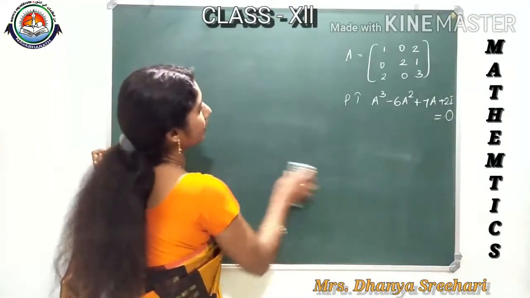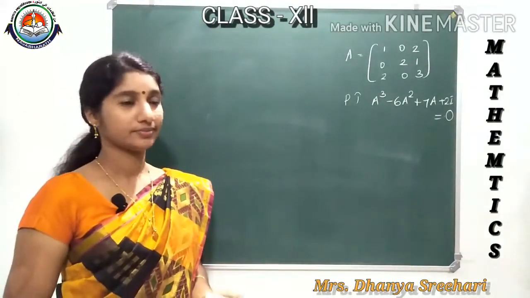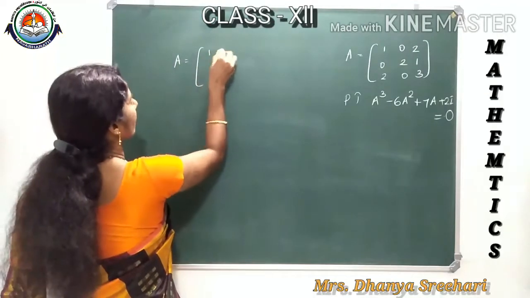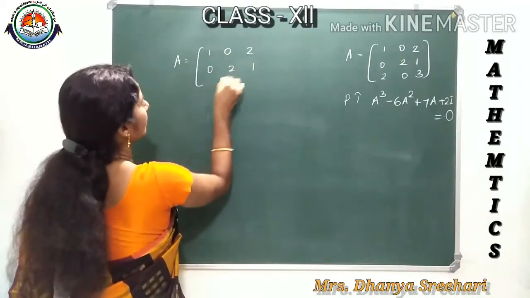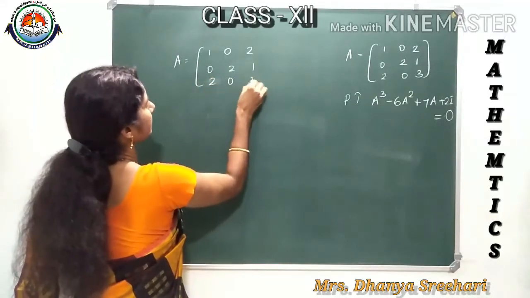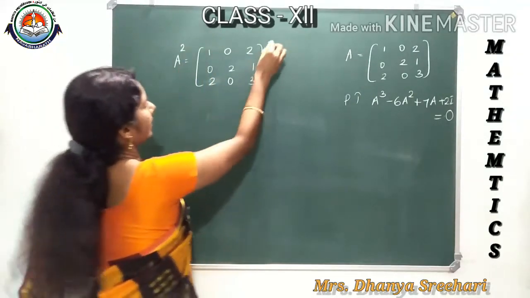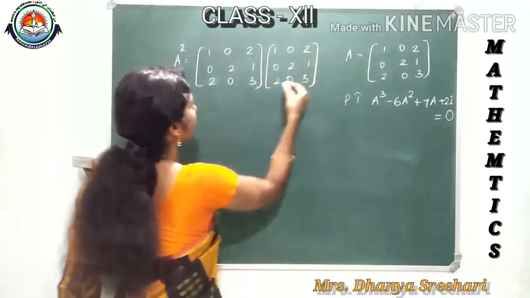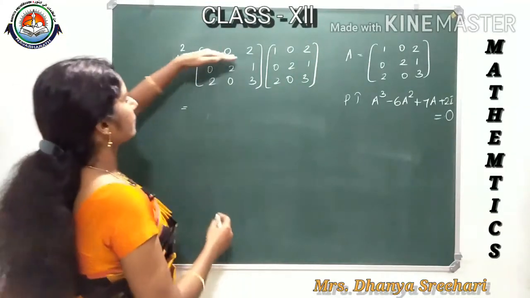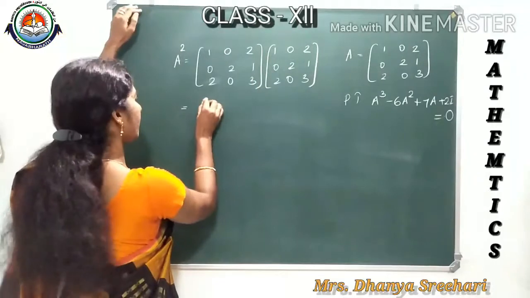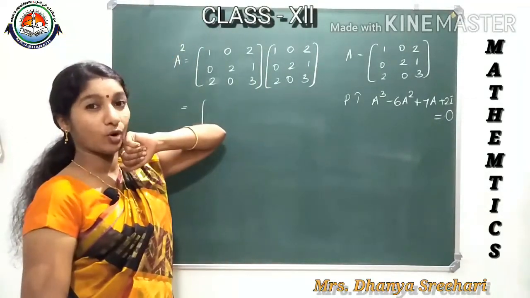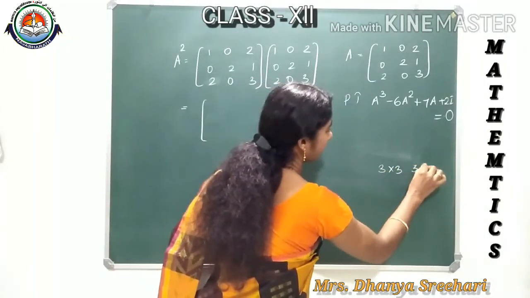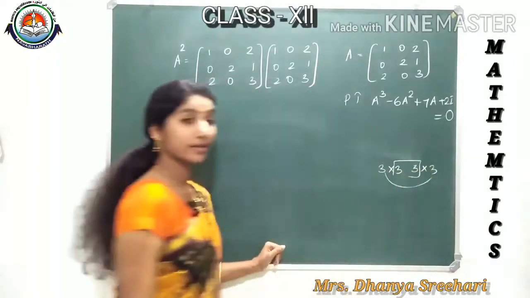We need to find A cube minus 6A square plus 7A plus 2I. For that we can find A square first. Matrix A is equal to [1 0 2; 0 2 1; 2 0 3], and we are going to find A square. So we are going to do matrix multiplication. First row into first column we will get the first element. The order of the required matrix, A square: this is a 3 by 3 matrix multiplied with a 3 by 3 matrix, so we are getting a 3 by 3 matrix.